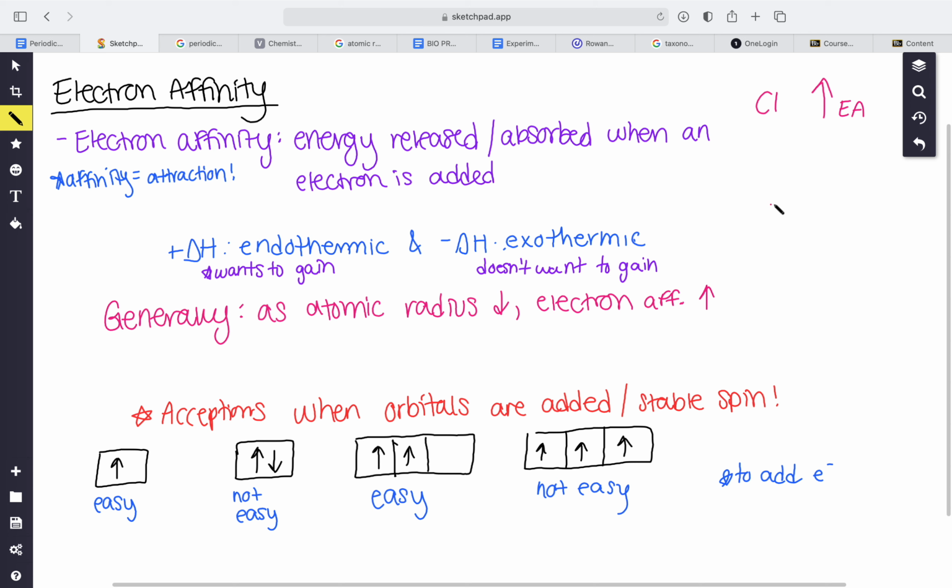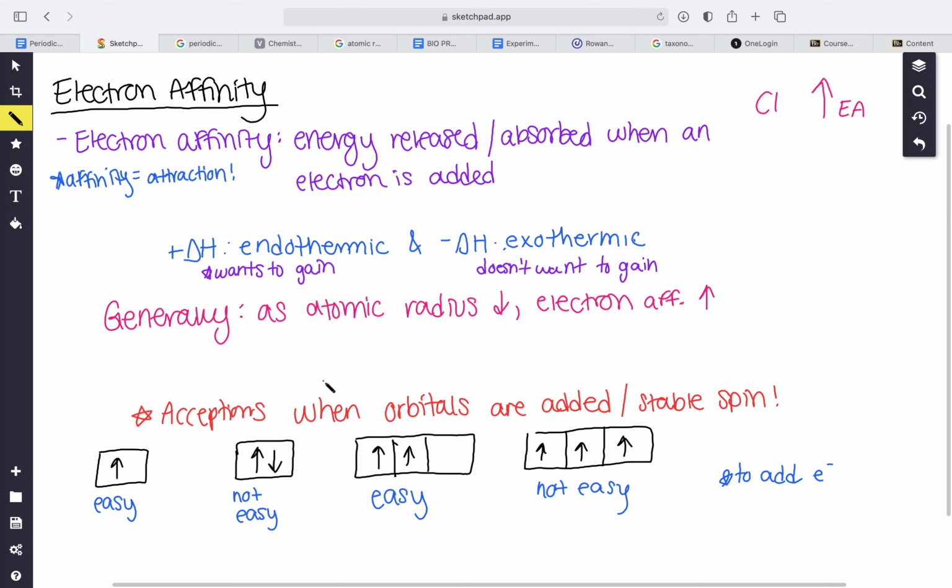So when we look at noble gases, they're already stable. So they're like, no, I don't want an electron. Please don't give that to me. So when you add an electron, it's going to have an exothermic reaction because it doesn't want to gain those electrons.